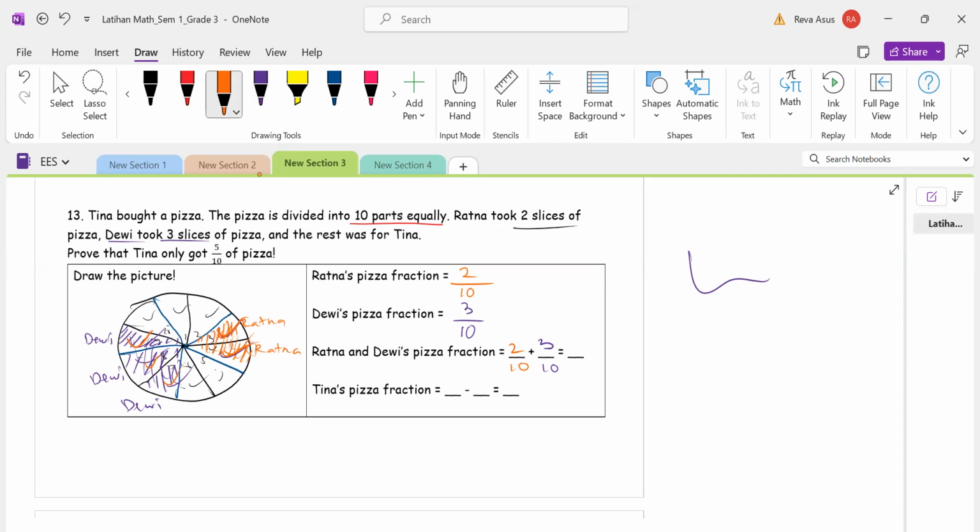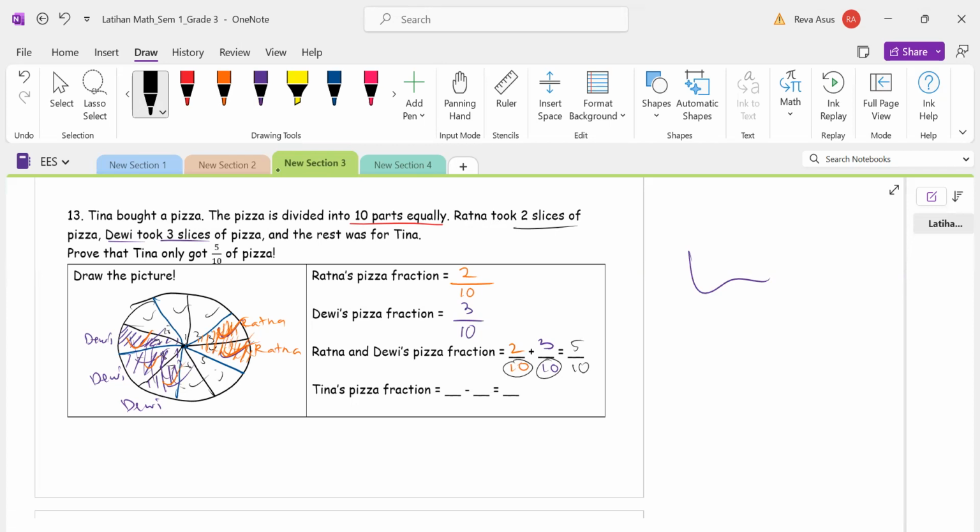Or the fastest way is, if the bottom is the same, 10 and 10, this is the fastest way. So we can put 10 here. And then at the top, we can just add them. 2 plus 3 is 5. It is Ratna and Dewi's pizza fraction.